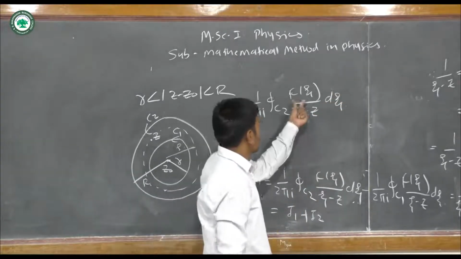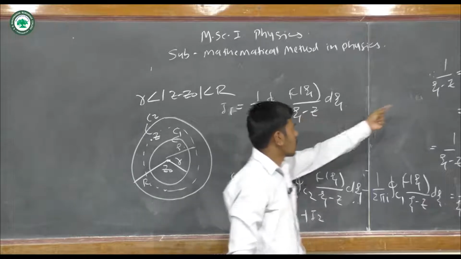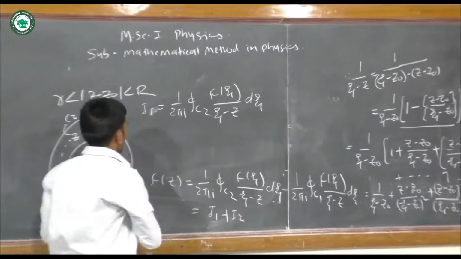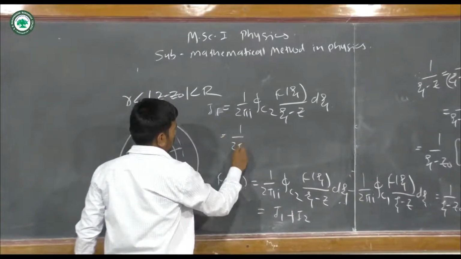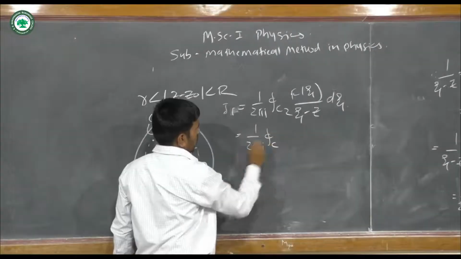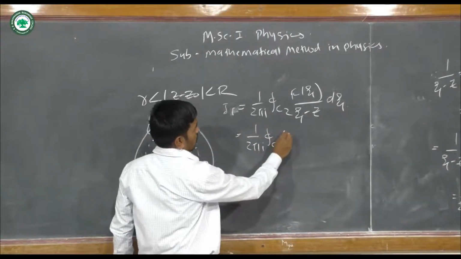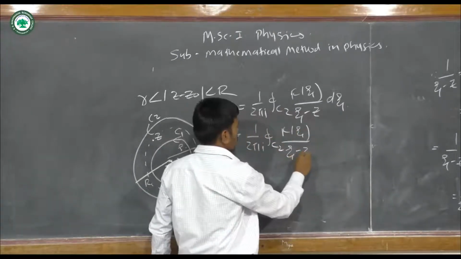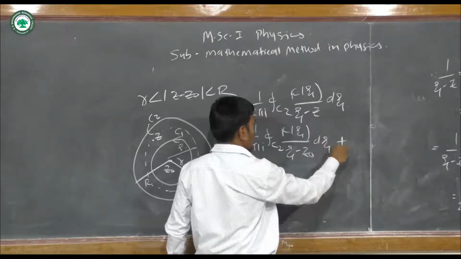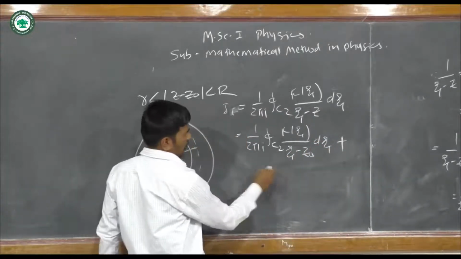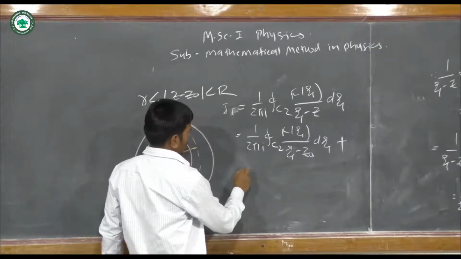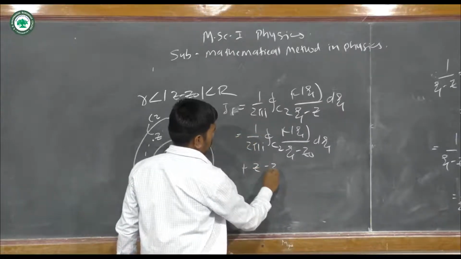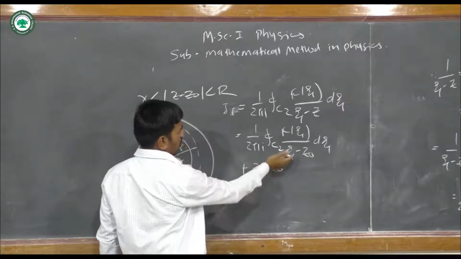So for this 1 by psi minus z, 1 by psi minus z is equal to this thing. So I just substitute here. It is 1 by 2 pi i, closed integral over C2, okay. So f of psi, first term, that is psi minus z naught, and this psi, plus second term, that is z minus z naught. We take out this common because it does not depend on the psi, okay.